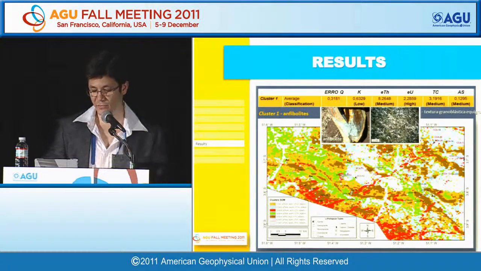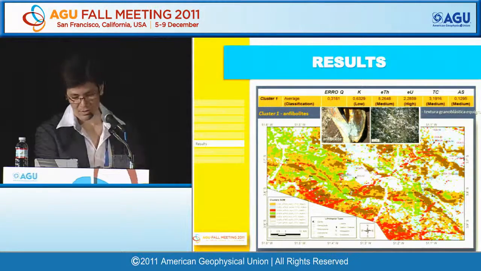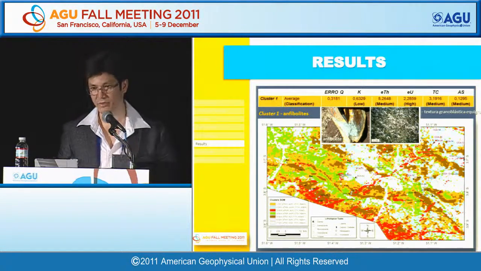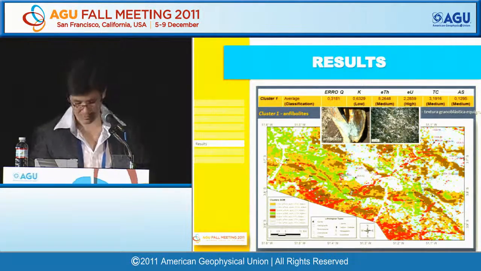Cluster 1 is represented in orange and has low potassium, high uranium, and medium magnetic contribution. It was related to amphibolite rocks.